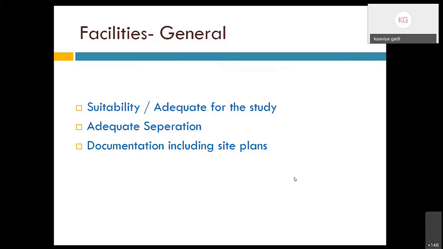GLP regulations as such do not stipulate exactly how a building should be constructed. It is up to management, it is up to the facility, depending on what type of studies you are going to do, to satisfy authorities that the buildings are of adequate size and design and that they function properly, right? The exact type of structure depends on the kind of work to be performed in the building. So you can see whether it is suitable or adequate for the study. And the important issue is to be able to prove that the studies are free from any interference, disturbance, pollution, and any cross contamination.